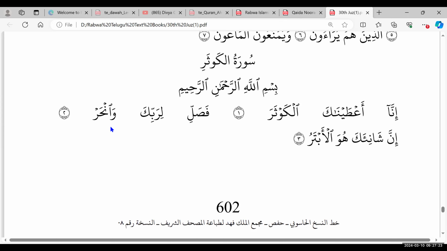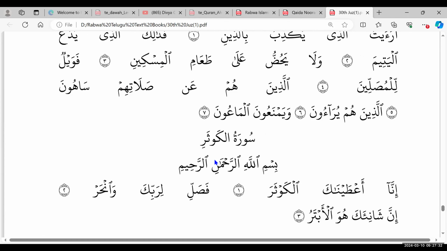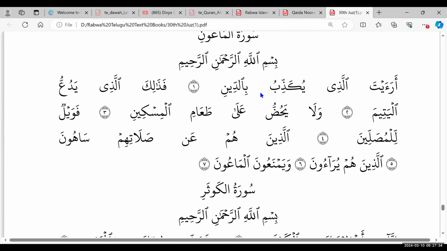Fasalli li rabbika wanhar. Inna shaniyaka huwal abtar. There is no prolongation here. So in other places you find either Mad al Iwad or Mad Arid lil Sukun. Here the last letter does not have fathatain. Before the last letter there is a ya mad, so Mad Arid lil Sukun. Here also the same thing. Here also the same thing. Here also the same thing.